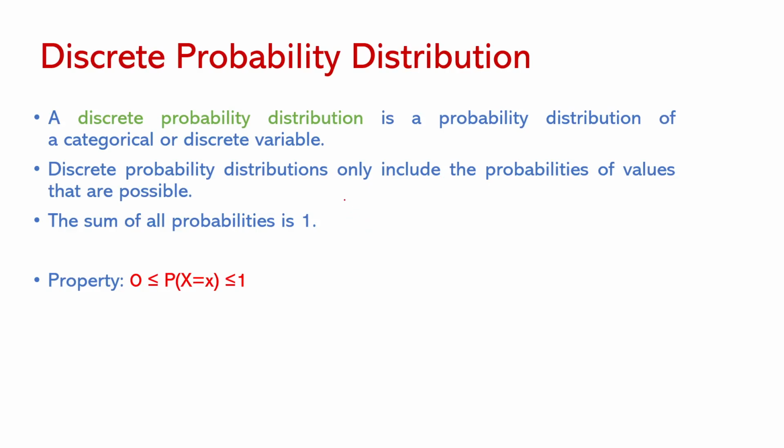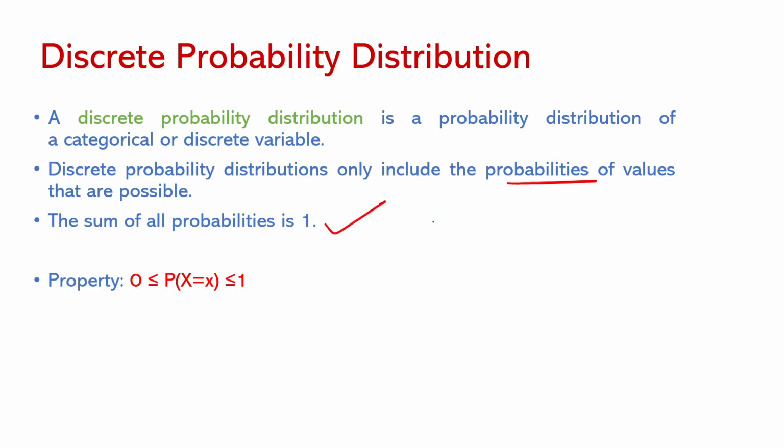So a discrete probability distribution is a probability distribution of a categorical or discrete variable. Categorical means, when I talk about the gender of a student, I have male and female, categorical, right? So this is fixed, discrete, I can know. Okay, so discrete probability distributions only include the probabilities of values that are possible. Values which are possible only we include them, right? Sum of all the probabilities is 1.